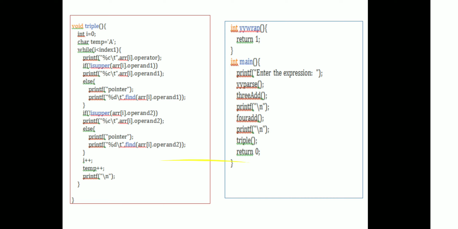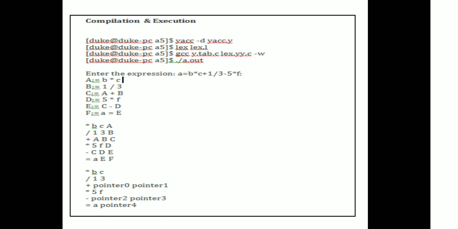Once we execute this, we store this yacc program into the yacc.y file and compile it with yacc -d space yacc.y. This generates 2 files: the first is the y.tab.c file, and the second is the y.tab.h file. Then we compile the lex program; the lex compiler generates lex.yy.c. Then we compile the C file and give the output. So here this is the output of your program.